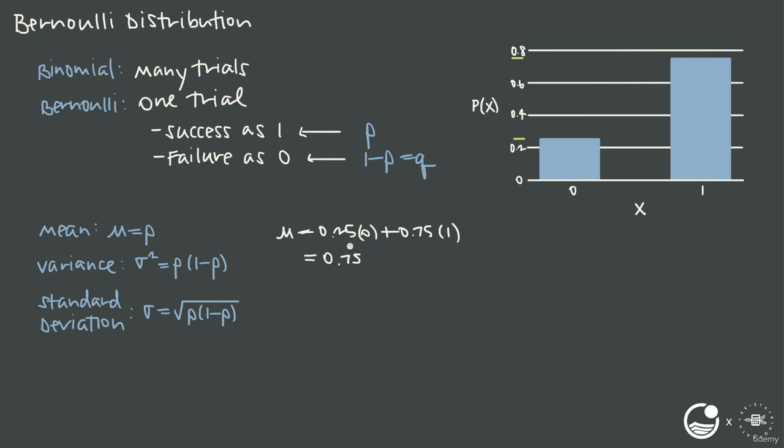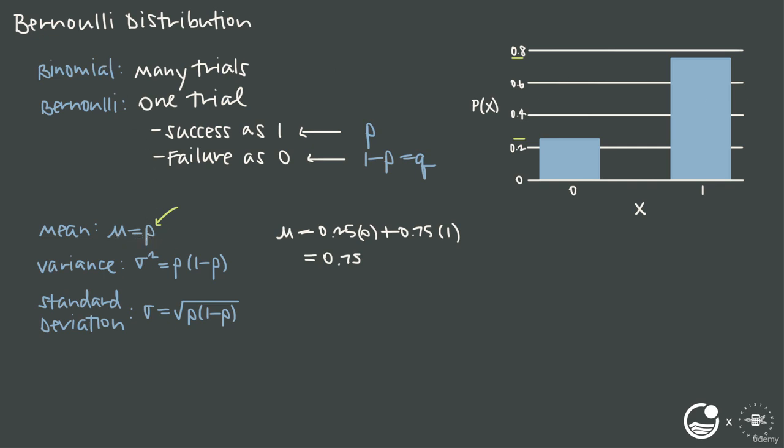And that's always going to be the case because this 0 value here is going to zero out this failure term, which is why we're always going to be left with a mean equal to p, the probability of success. So for a Bernoulli random variable, the mean will always be equal to the chance of success, p.